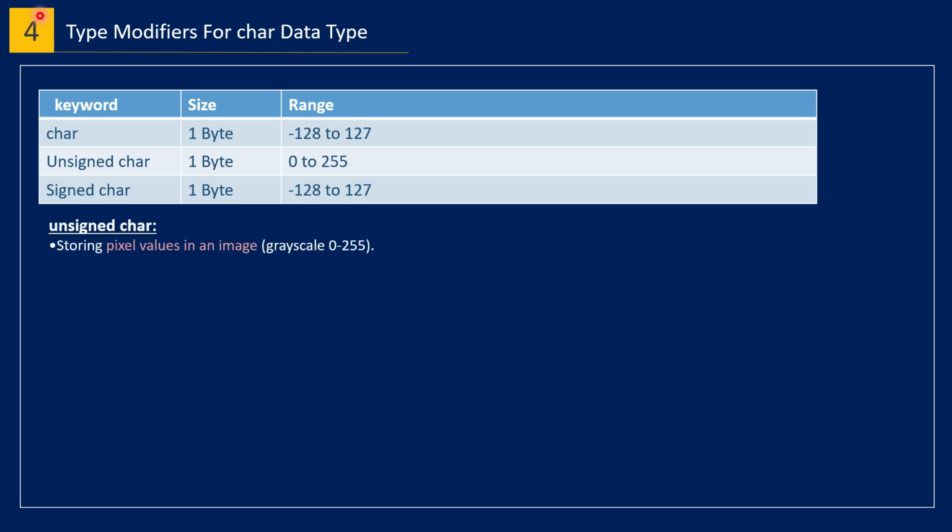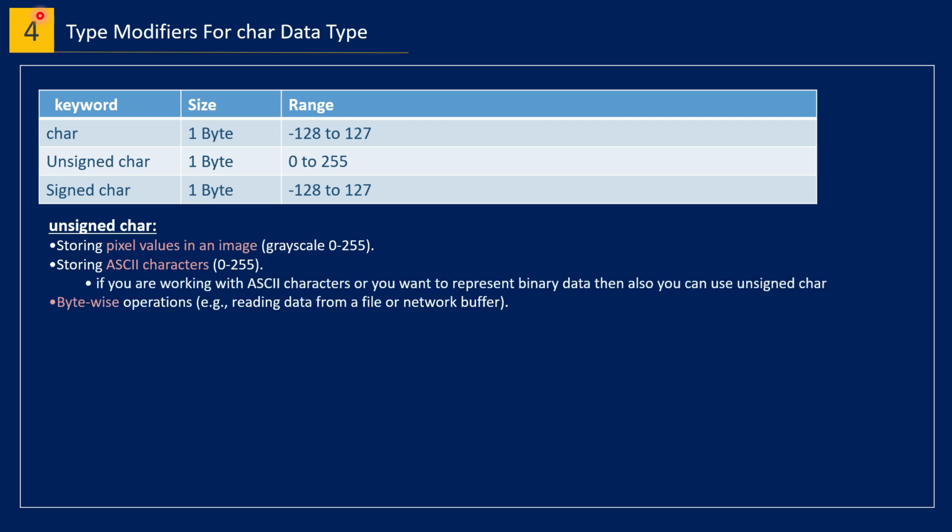Basically, we will use unsigned character if you want to store the value of an image in the pixel. If you are performing any operations on ASCII characters, you can better use unsigned characters. If you want to perform bitwise operations, you can use unsigned character, meaning reading or writing the data into the file or network buffering.